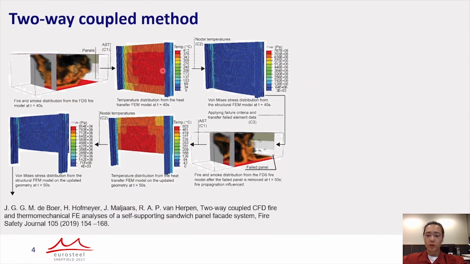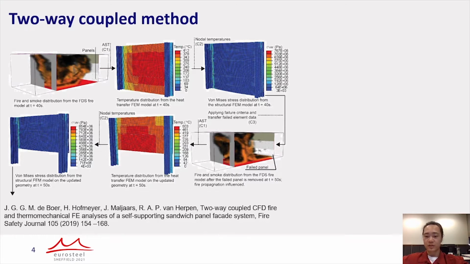The traditional way to simulate this fire structure coupled behavior is a one-way method. First, we simulate a fire, and we apply the fire curve to the structure to check their thermal and mechanical responses. But for this method, the interaction between the structure and the fire has been lost, as the progressive failure of the structure cannot affect the fire simulation. So we proposed a so-called two-way coupled method.